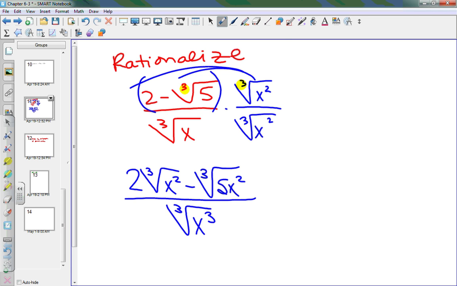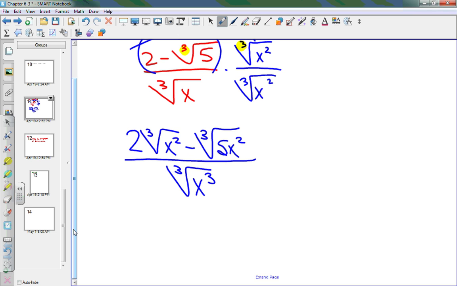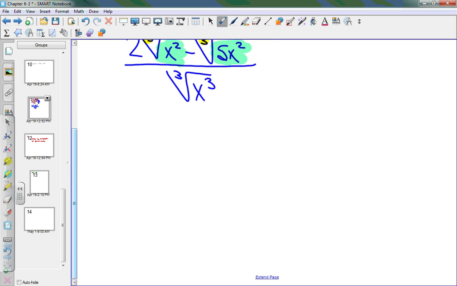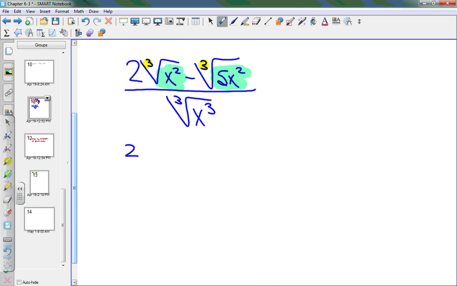Can I combine the cube root of x squared with the cube root of 5x squared? My indexes are the same, but are my radicands the same? No, so I cannot combine them, which means the top is totally done, and I have to leave it alone just as it is. But this comes out as an x.